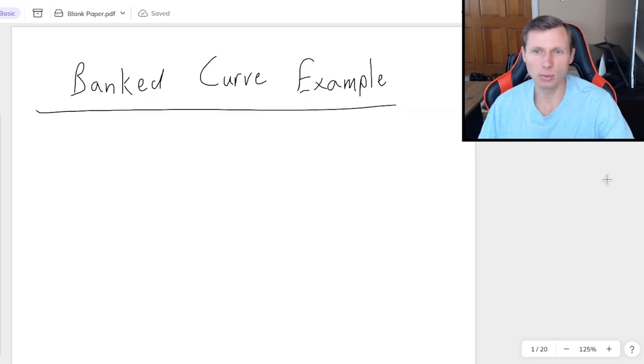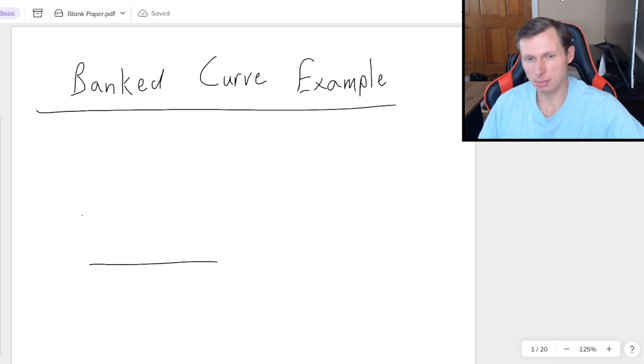In today's video, we have a fun one. It's the banked curve example. So this is a very famous problem in physics, where you have some kind of banked curve like this, and we have a car driving on the road like that.